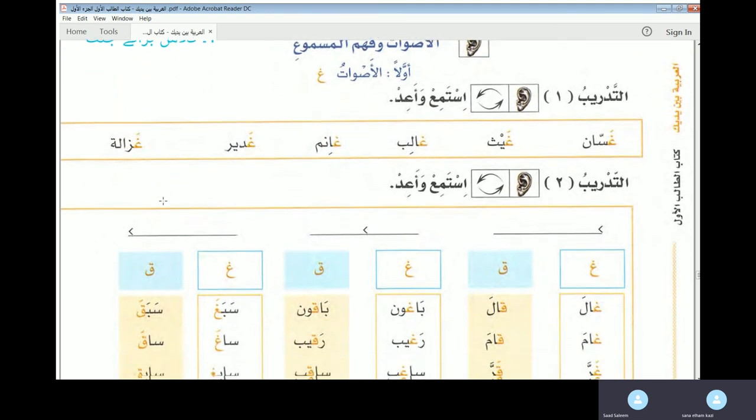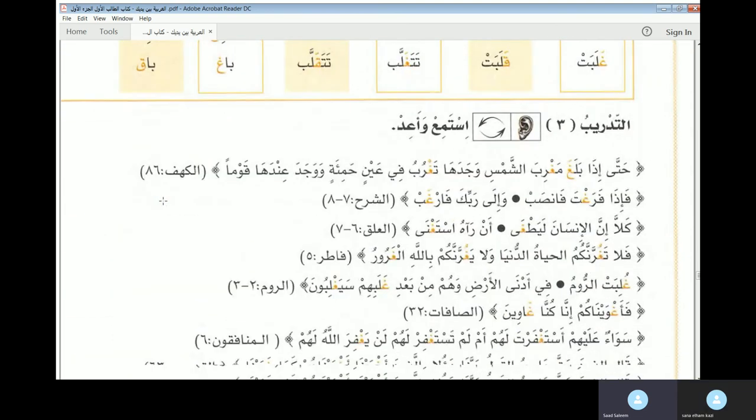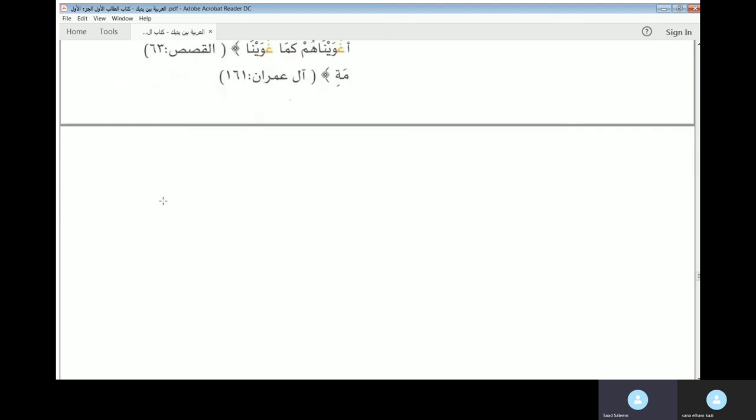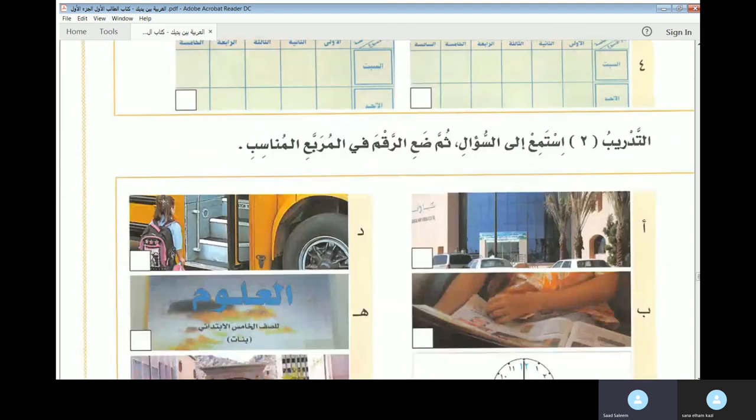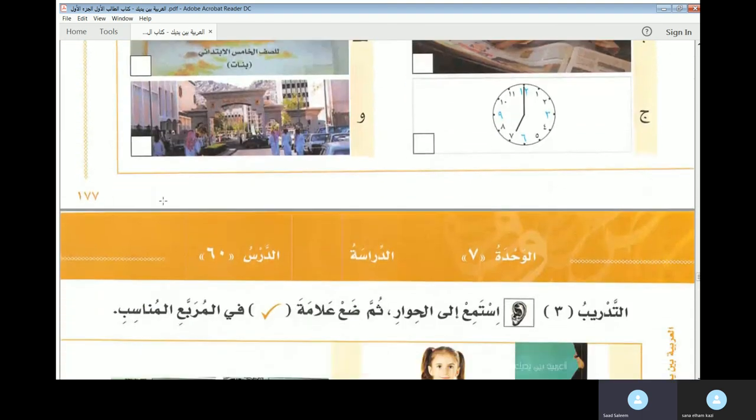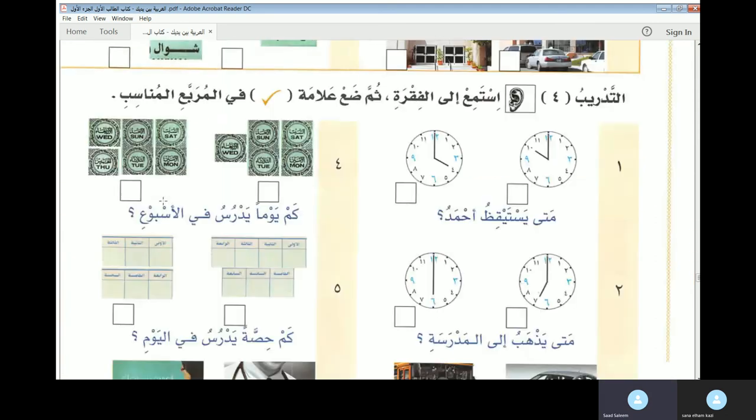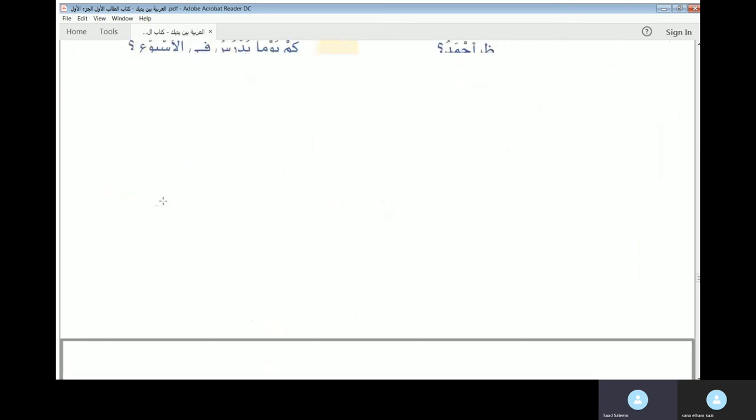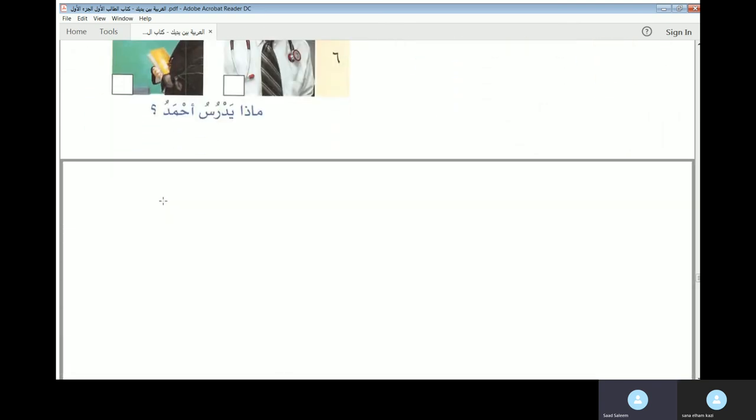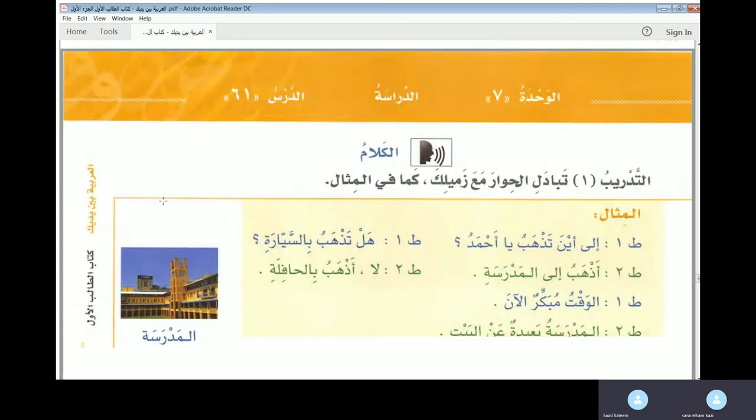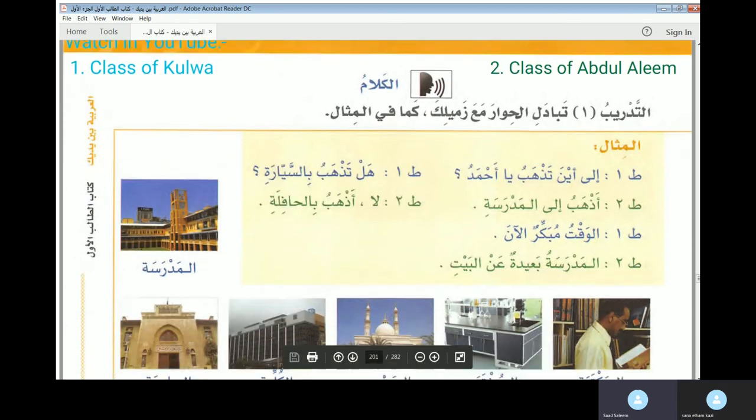Then we have al-aswat, al-fahm al-masmu', al-istimal, al-hiwar, al-fikra, al-kalam. Next time inshallah we'll start this, page number 201. Any question?